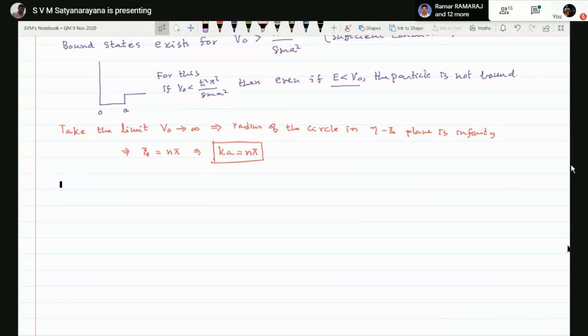Okay, so now let us look at a situation where we have a square well potential. Okay, so let's look at this case. Now let's look at the square well potential.